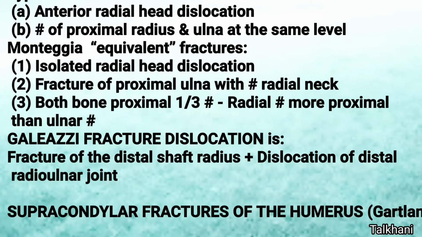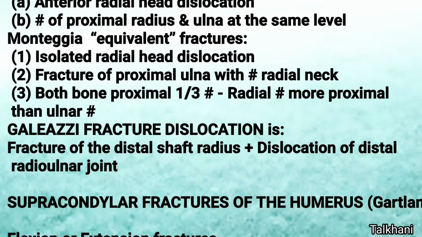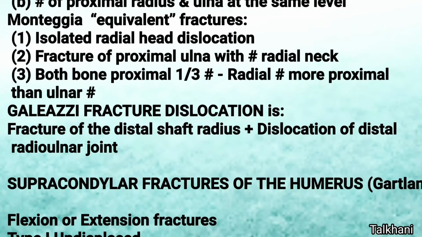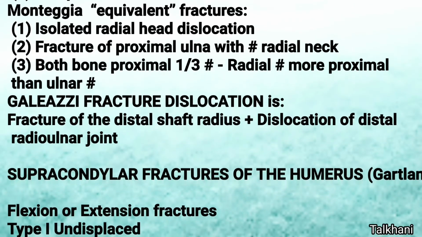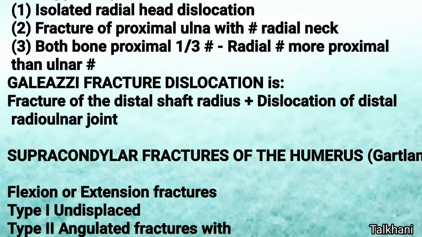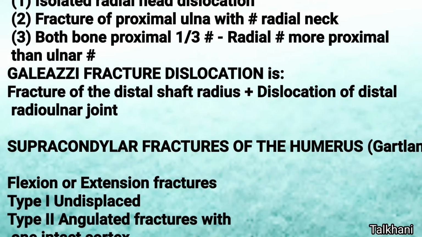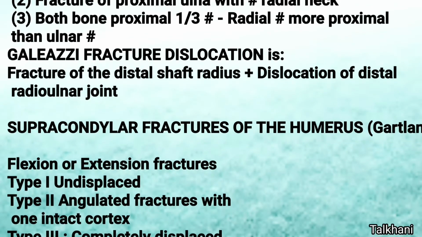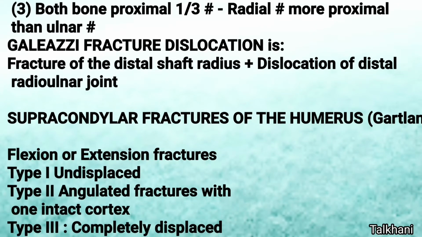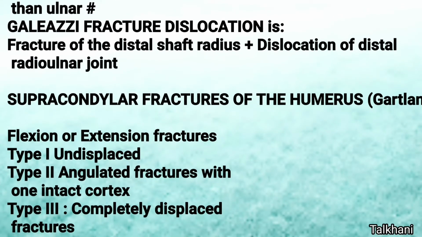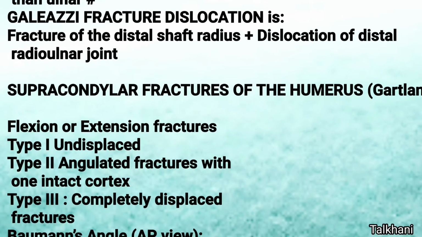Monteggia equivalent fractures are: number 1, isolated radial head dislocation; number 2, fracture of proximal ulna with fractured radial neck; number 3, both bone proximal 1/3 fracture with radial fracture more proximal than ulnar fracture. Galeazzi fracture dislocation is fracture of the distal shaft of the radius with dislocation of the distal radio-ulnar joint.